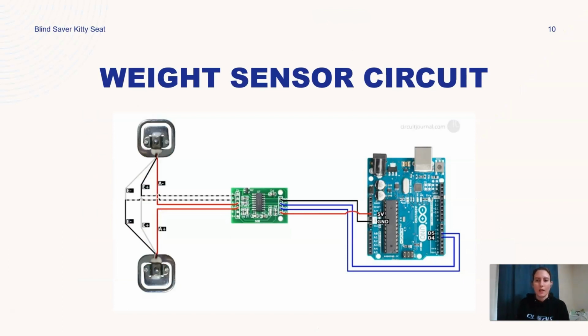So this is the weight sensor that I mentioned earlier as a safety measure to make sure that there is not a cat sitting in the seat. These are two load cells, and they measure weight through displacement on the metal part of the sensor. Lines A minus and A plus are input lines, and those will go to this HX711 amplifier, and those signals will be amplified to the Arduino. And the other two pairs of lines are power lines.